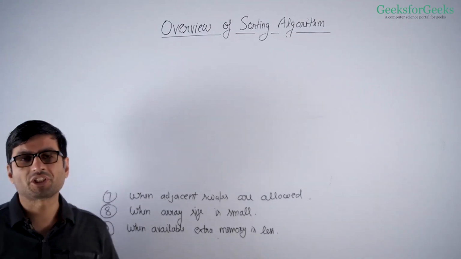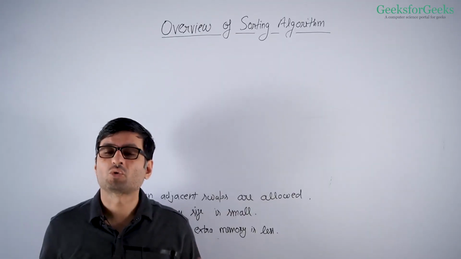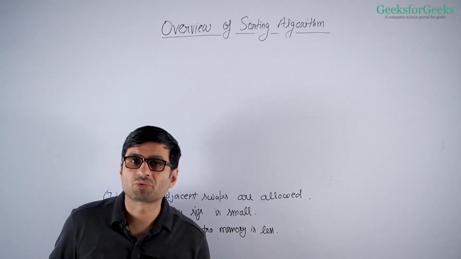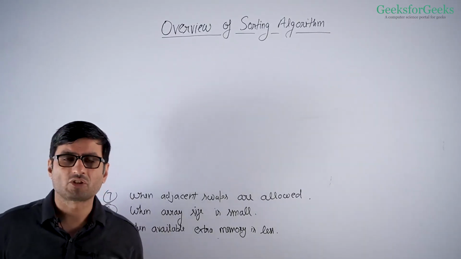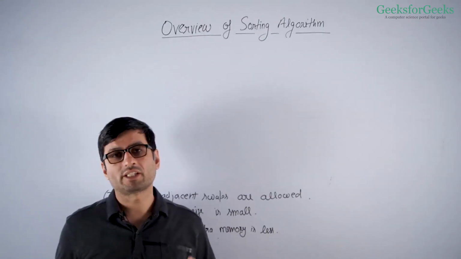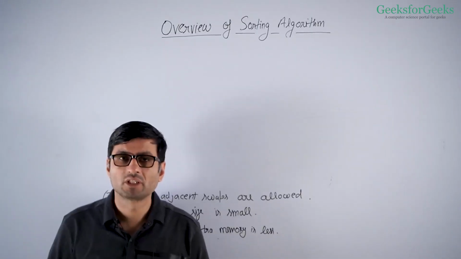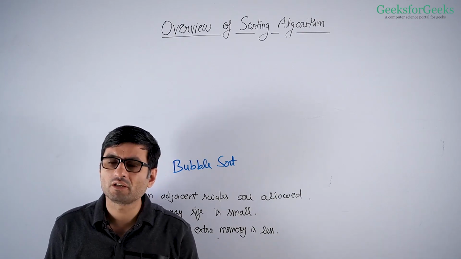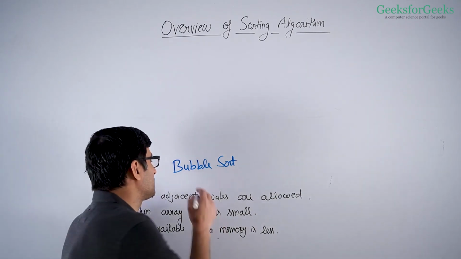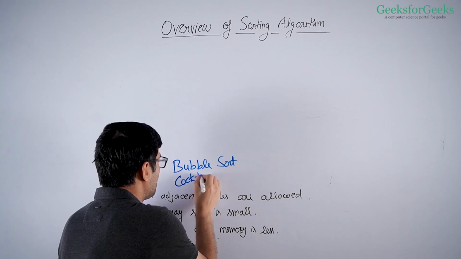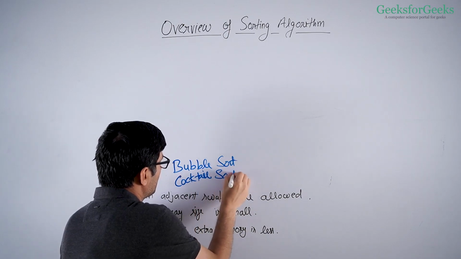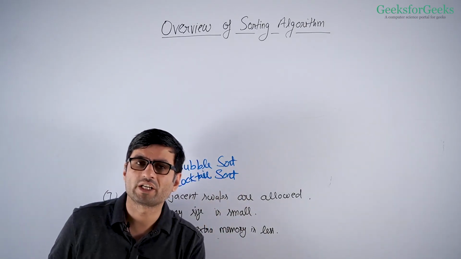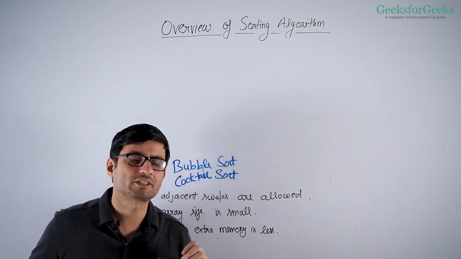Suppose in a special situation, you are allowed to swap only adjacent elements. In that particular situation, you can use bubble sort. Bubble sort is a sorting algorithm that swaps only adjacent items. There is an optimized version of bubble sort that works better in general compared to bubble sort, and that sorting algorithm is called cocktail sort. Cocktail sort is simply an optimized version of bubble sort. Bubble sort travels from left to right, cocktail sort travels from both the sides.